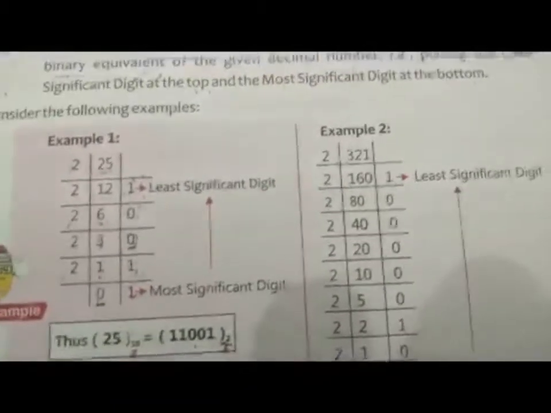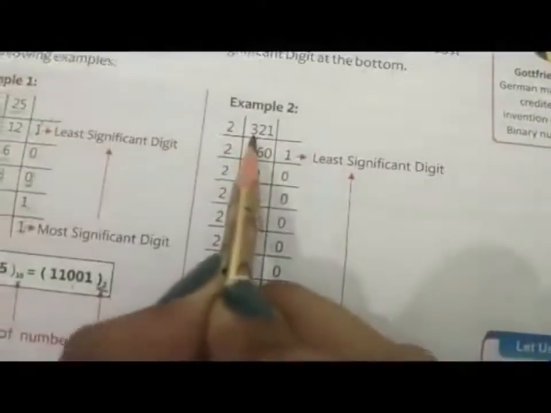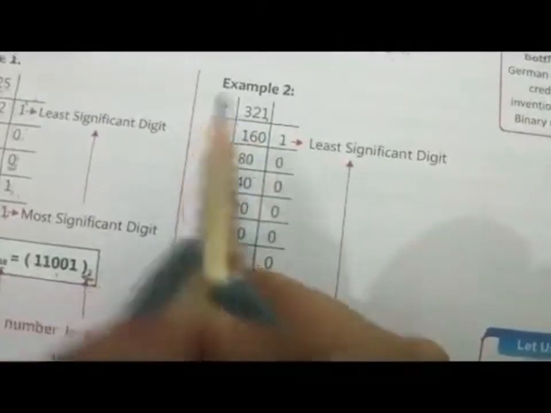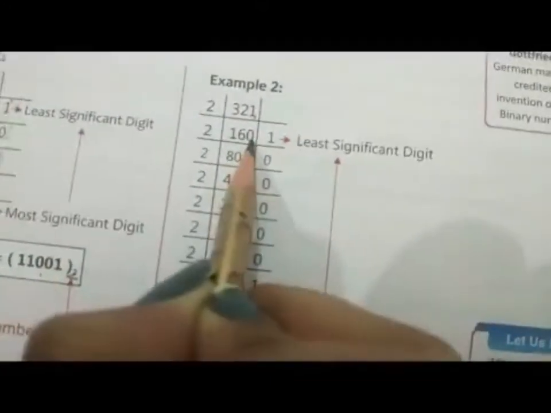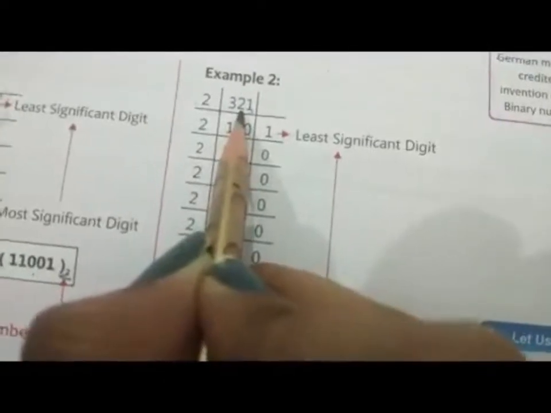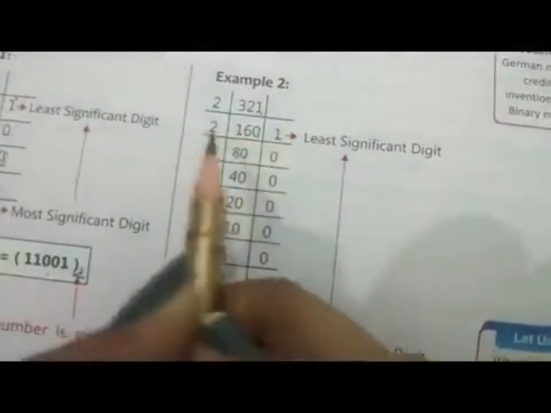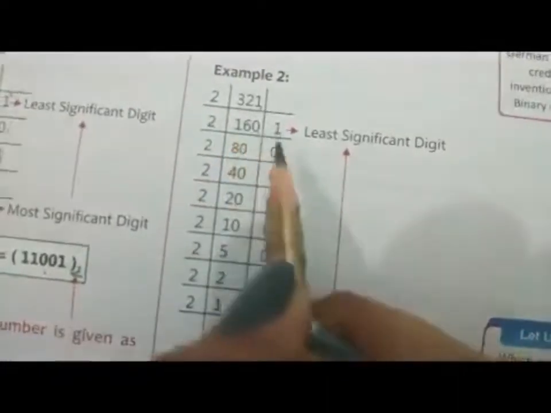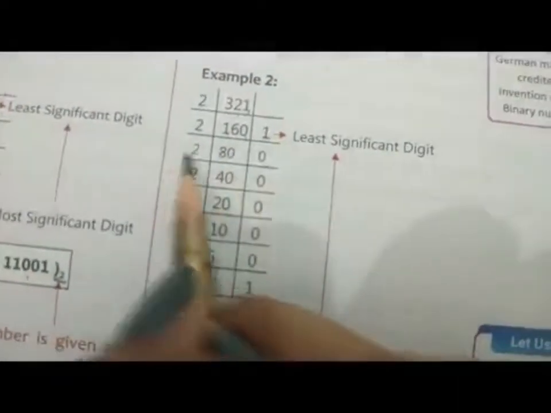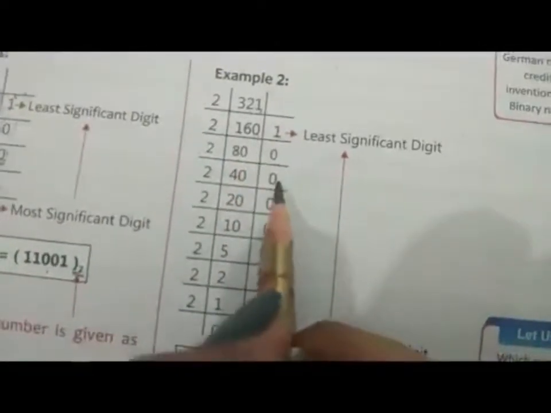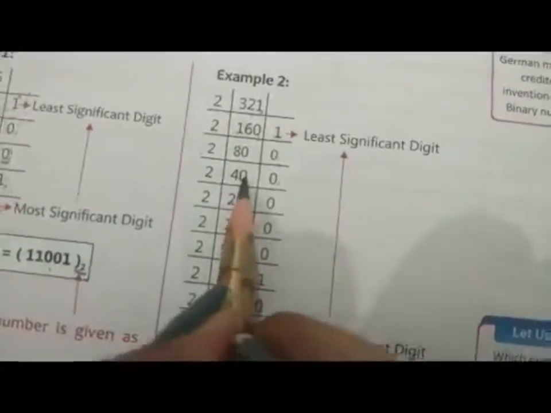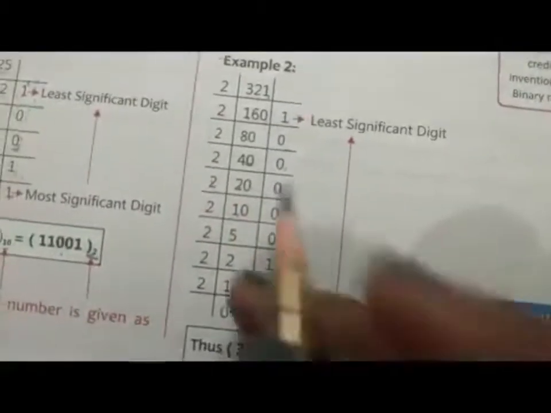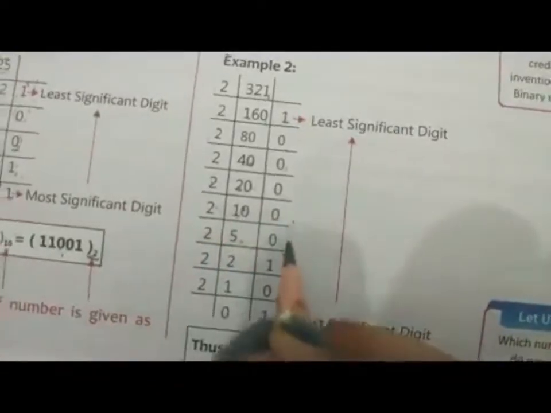Let's take one more example: 321. Now we have to divide it by 2. Two 160s are 320. So what will be the remainder? 1. Again 160 has to be divided by 2. Two 80s are 160, the remainder is 0. Two 40s are 80, the remainder is 0. Two 20s are 40, the remainder is 0. Two 10s are 20, the remainder is 0. Two 5s are 10, again the remainder is 0.